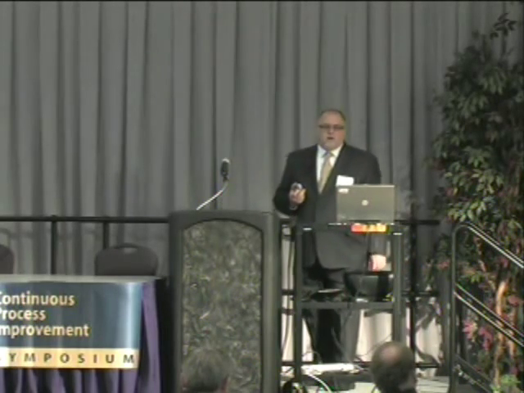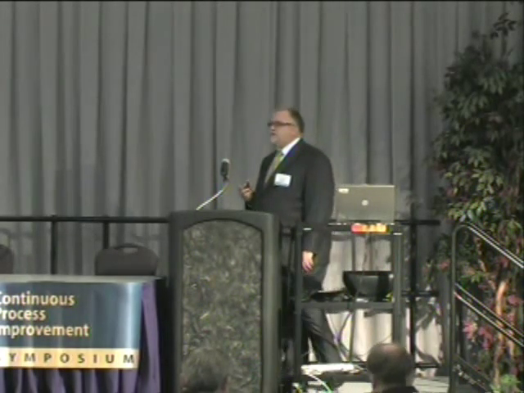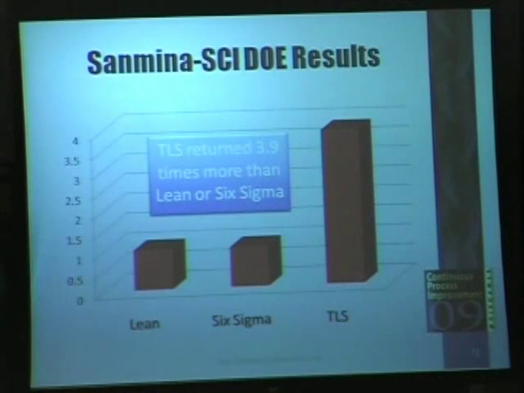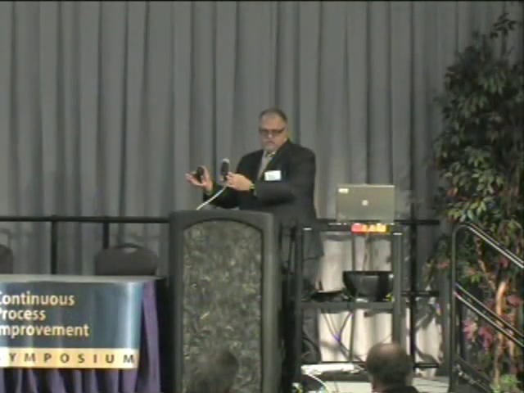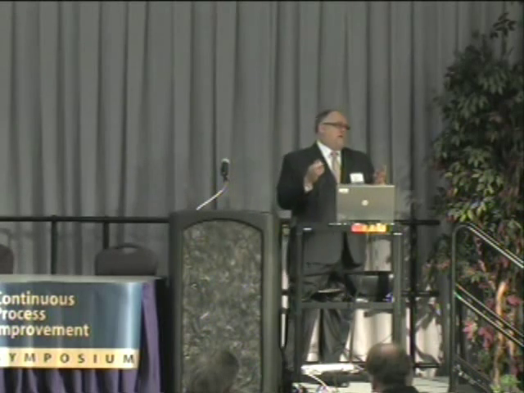And what we see here is that those plants that used TLS returned almost 4 times more to the bottom line than those plants using Lean or Six Sigma alone. In fact, 89% of the benefit that the company received from continuous improvement efforts in those 2.5 years came from those 6 plants. 90% of the benefit.